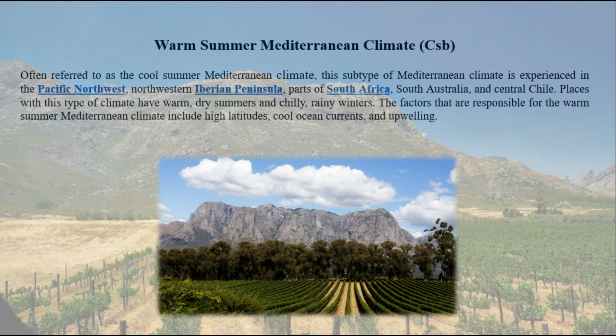Places with this type of climate have warm, dry summers and chilly, rainy winters. The factors that are responsible for the warm summer Mediterranean climate include high latitudes, cool ocean currents, and upwelling.